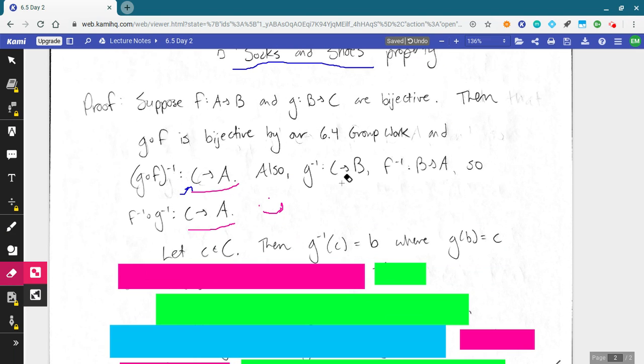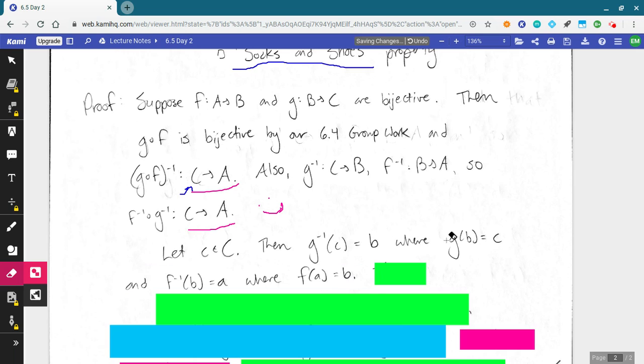So G inverse of C equals B, where G of B equals C. This is just using the defining property of inverse functions. And similarly, we can take this B and send that through F inverse. F inverse of B is going to be some A, where F of A equals B.